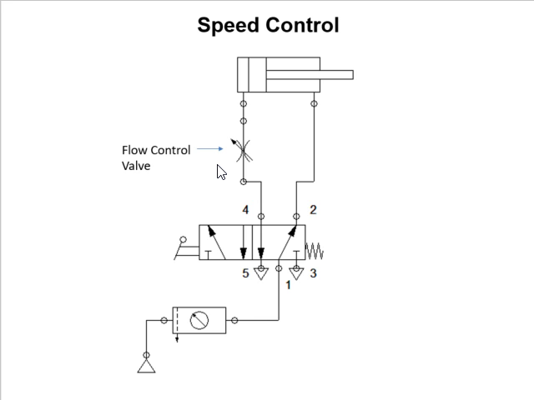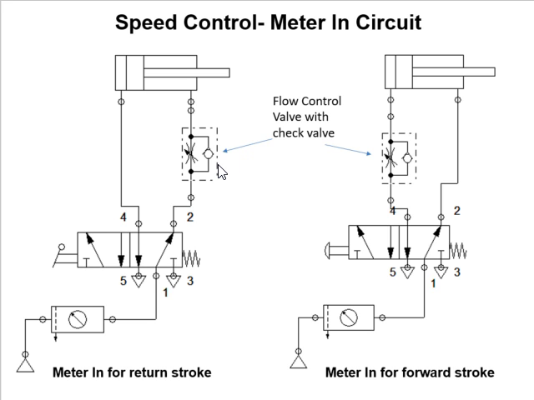Next we will see the meter in circuit. Now if you observe this circuit, a flow control valve is connected parallelly with a check valve. Now two circuits are shown in this diagram. The first one is meter in for return stroke and the second one is meter in for forward stroke.